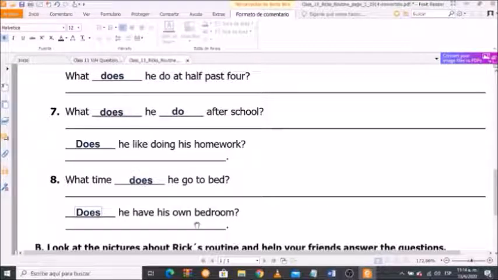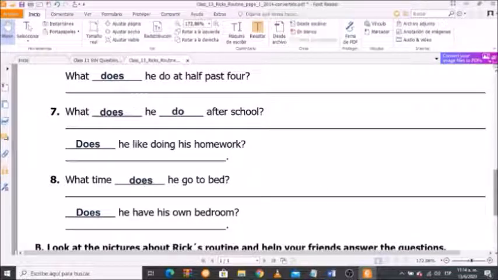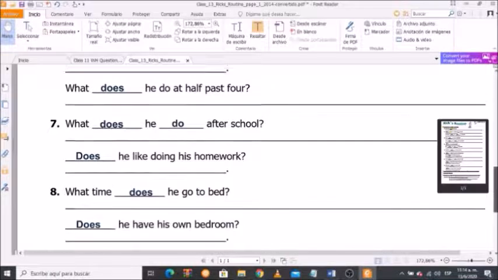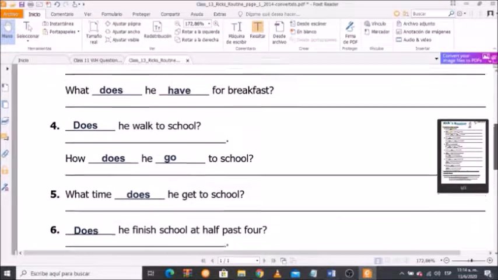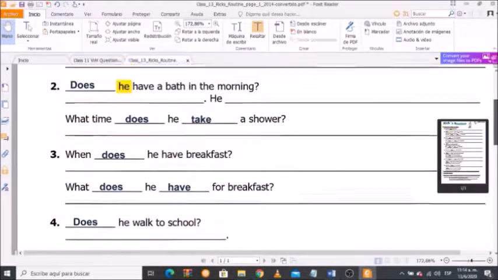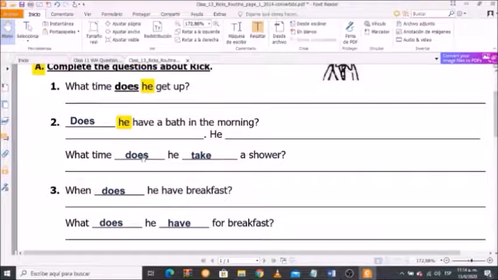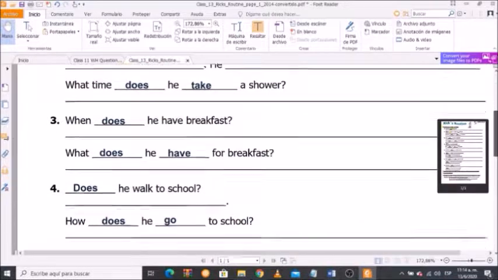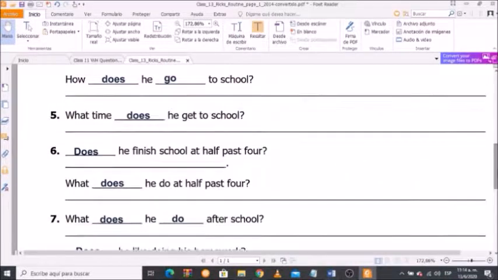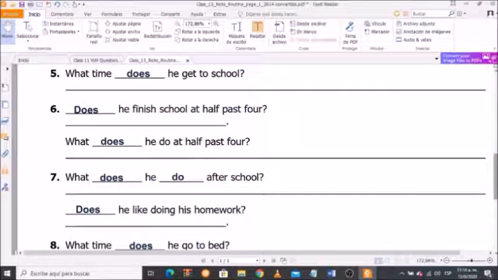Own significa propia, es decir, estás preguntando si él tiene su habitación propia. Muy bien. Entonces, si se prestan atención a todas las preguntas, vamos a agregarle does porque nuestro sujeto es he. Okay? So remember that if you have any questions, please ask your teacher in the chat.